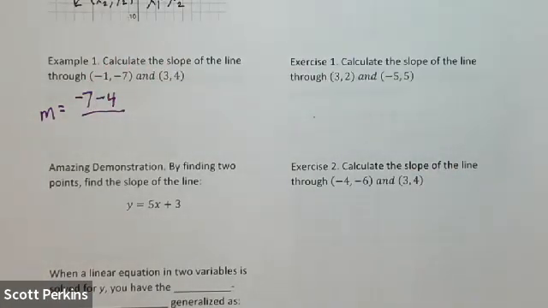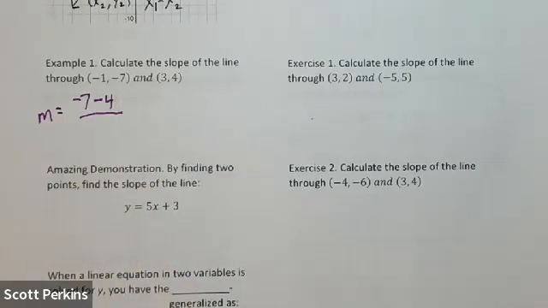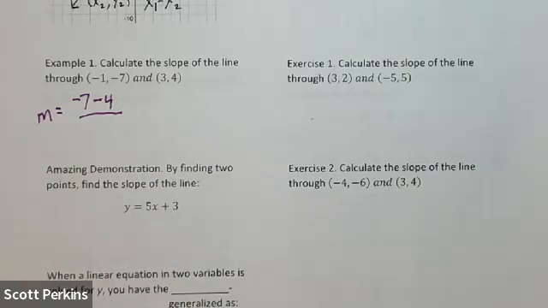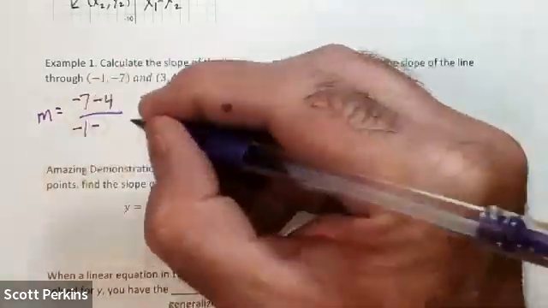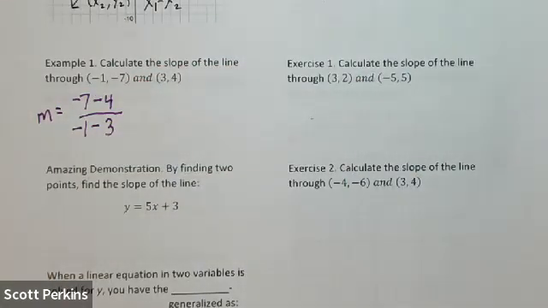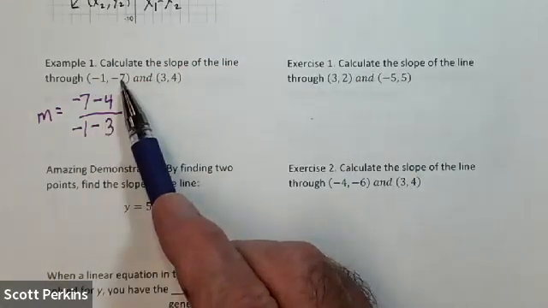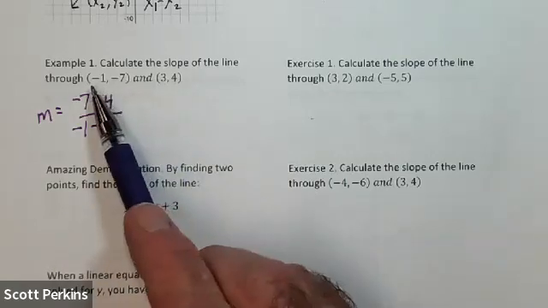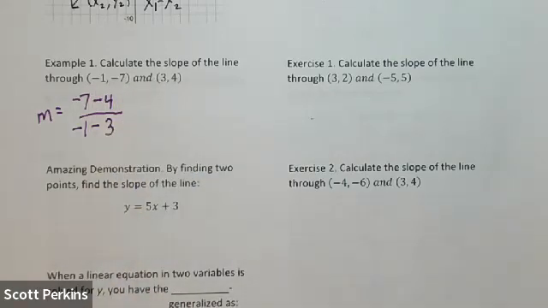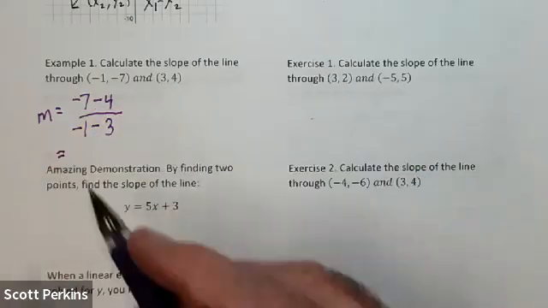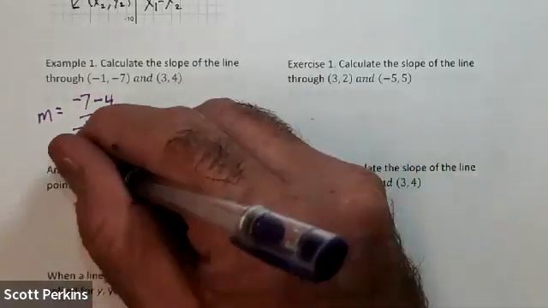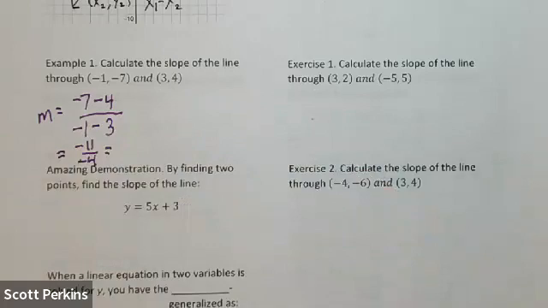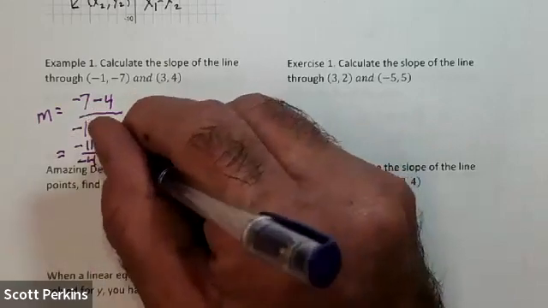So if y1 is -7 and you did -7 minus 4, then what does your run have to be? What do you have to subtract? -1 minus 3. My y's were -7 minus 4. My x's were then -1 minus 3. And here's what I get with my arithmetic. Your calculator will tell you -7 minus 4 is -11. -1 minus 3 is -4. And a -11 divided by a -4, a negative divided by a negative is always a positive, so we get 11 over 4.